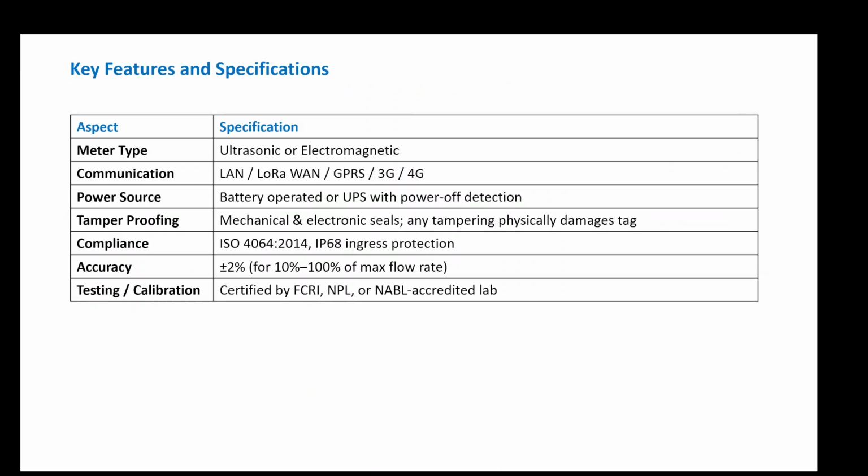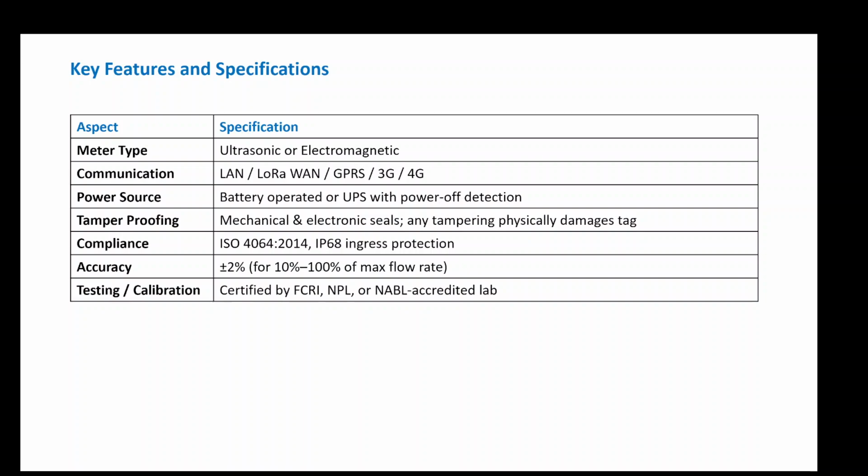So what are the key features and specifications? What should be the meter type? This is as per the guidelines I'm telling about. The meter type is ultrasonic or electromagnetic. Communication should be LAN or WAN, GPRS, 3G, 4G. Now 5G is also coming, so maybe in the next notification or amendment, it will say that you should have 5G also.